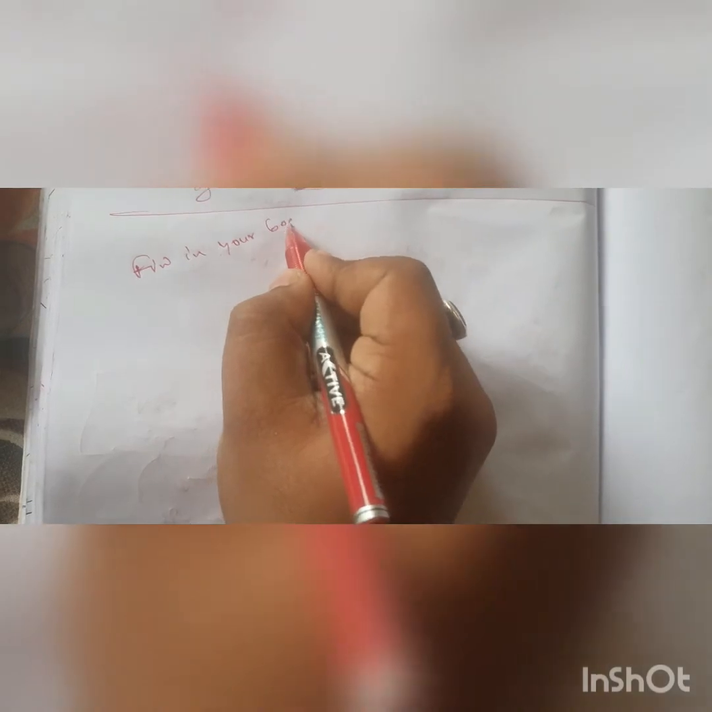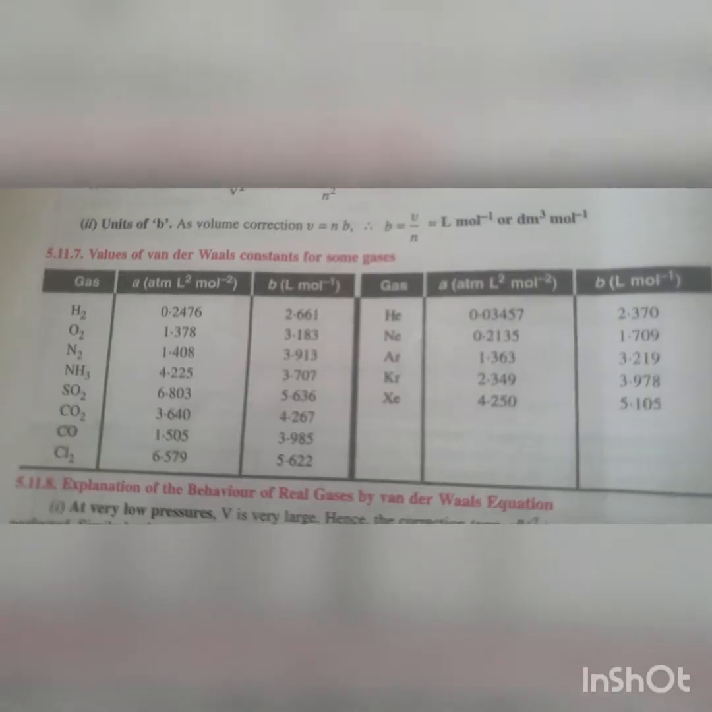So you can find in your book, for different gases, different values of A and B are given. I'll show you from my book. See here, in my book it is there. For different gases, different values of A and B are given. Depending on that, they will deviate. Now moving towards, let us explain.